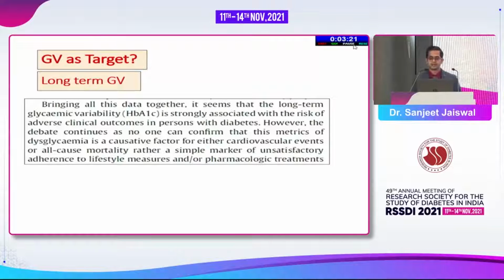So bringing all this data together, it seems that long-term glycemic variability is strongly associated with adverse outcome in patients with diabetes. However, the debate continues, as no one can confirm whether the metric of glycemia is a causative factor for cardiovascular or all-cause mortality, or just a simple marker of unsatisfactory adherence to lifestyle measures or medications.